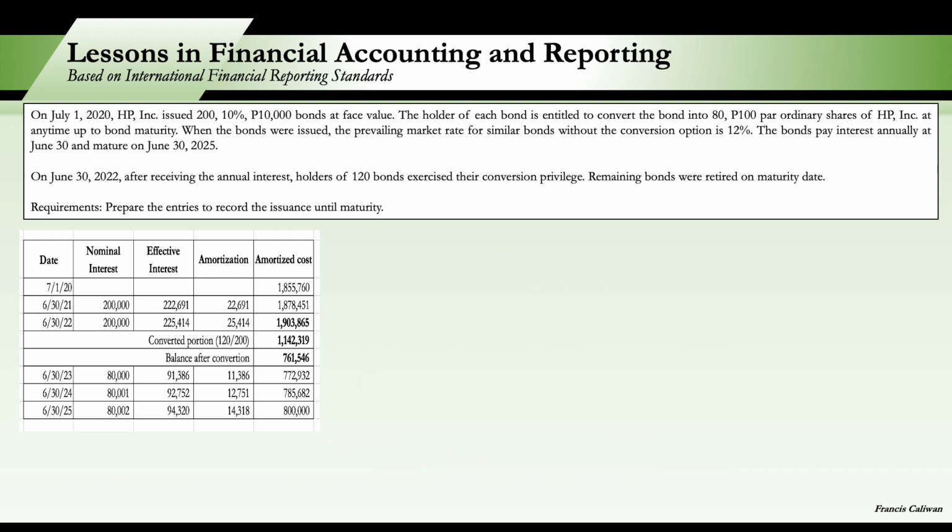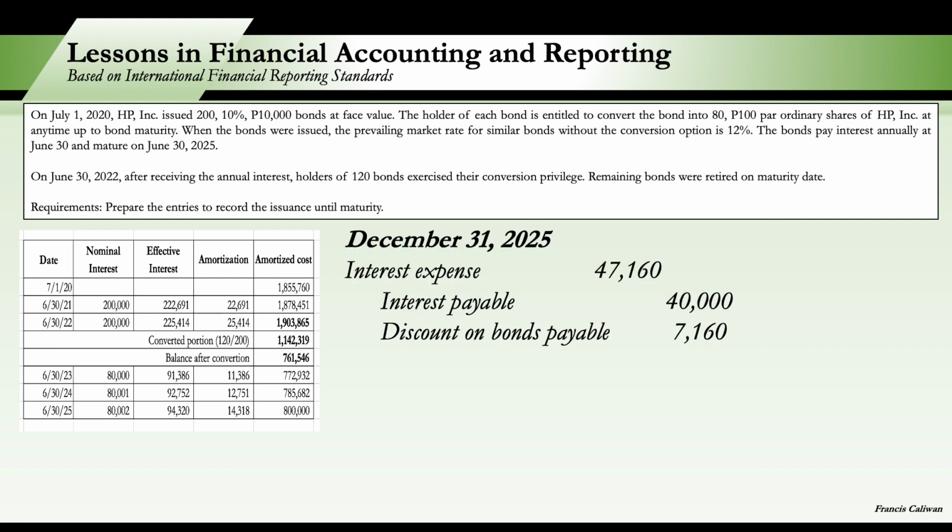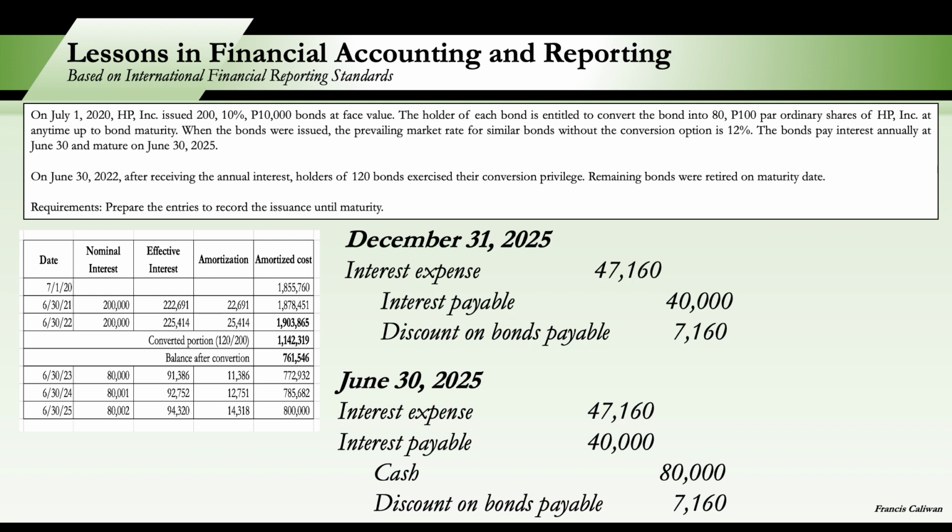And then for the last year, just prior to the retirement, so prior to maturity. So debit interest expense 47,160 on December 31, 2025, interest payable of 40,000 and discount on bonds payable of 7,160. And on June 30 for the payment of interest, debit interest expense of 47,160, interest payable of 40,000, credit to cash for the whole year 80,000 and discount on bonds payable 7,160.